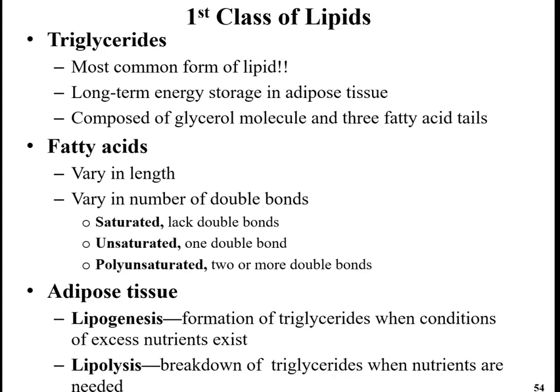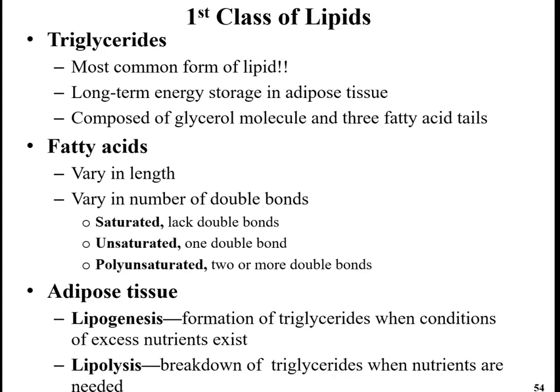So if you have a saturated fatty acid, it's going to have all single bonds, no double bonds whatsoever. If you have an unsaturated fatty acid, on the other hand, it's going to have 1 double bond. And if you have a polyunsaturated fatty acid, it has 2 or more double bonds.